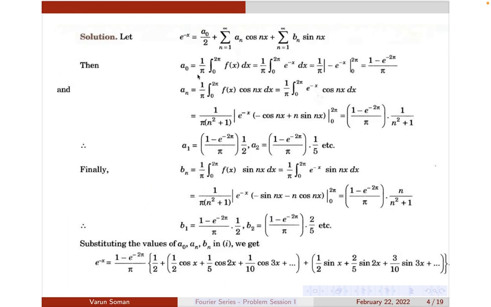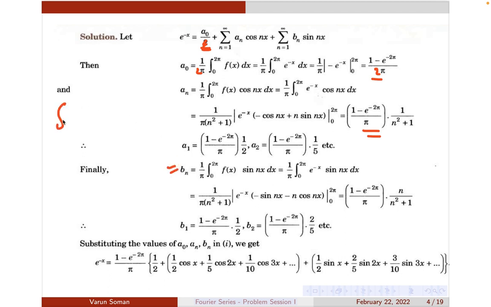Let us just verify. So I think a n is equal to 1 minus e raised to minus 2 pi by pi into n square plus 1, and a naught in this formula is 1 minus e raised to minus 2 pi by pi, because here they have taken a naught as the expression a naught by 2. Since we have not taken that, your value will be simply 1 minus e raised to minus 2 pi by pi. Okay, so that is also clear. Similarly, you can find the value of bn also.